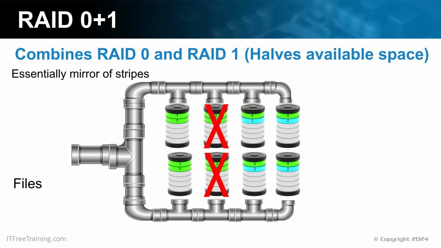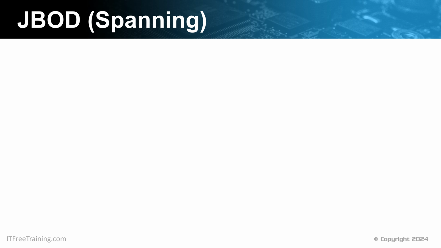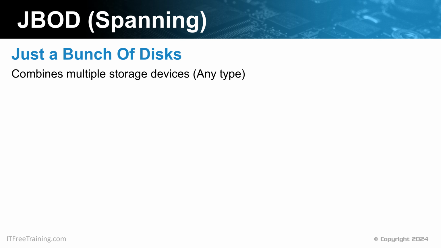There is, however, a non-RAID solution that can be used to combine storage devices of different types. The most common solution you will find to combine multiple storage devices together in one is called just a bunch of disks, or JBOD. In hardware, you will generally see it referred to as JBOD. In software, it may be referred to as spanning. JBOD combines multiple storage devices together to form one storage unit. Unlike RAID, it does not matter if there are multiple types of drives or if they are of different capacities.